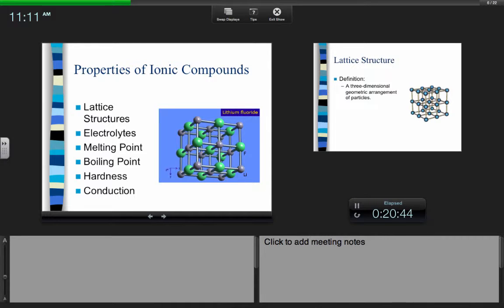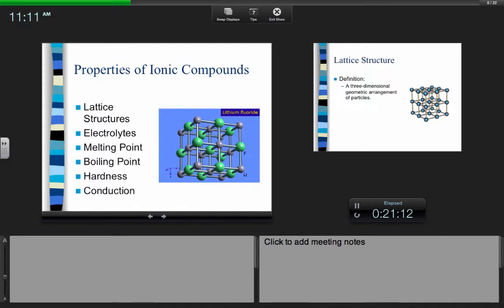Melting points and boiling points. For these, that's pretty straightforward. A melting point is the point at which it melts. Boiling point, the point at which it boils. They are very, very high for ionic substances. As a matter of fact, ionic substances have the highest melting and boiling points. They need more energy than metals. I could melt steel before I could melt table salt.